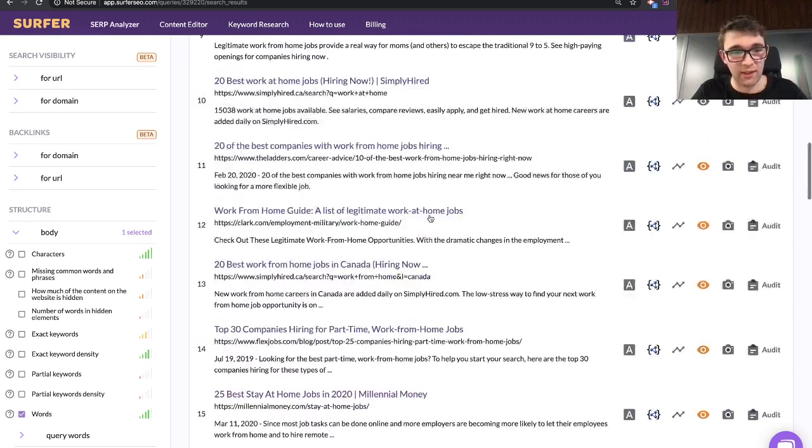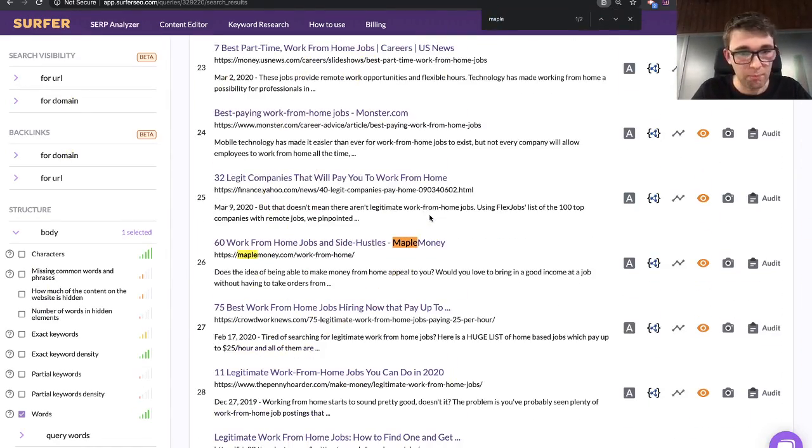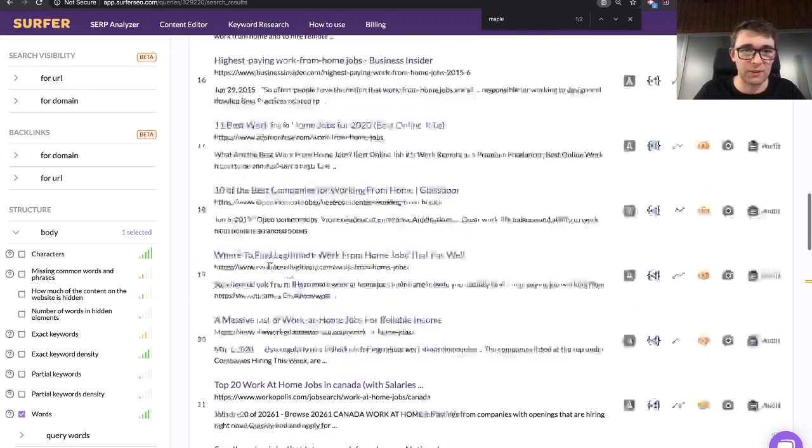And actually, Maple Money already ranks for this on the 26th position. So it's just a matter of a few tweaks. Since we rank already, it will be pretty easy to reword a few sentences, include some terms that are missing, and this keyword will be much easier to take over than the keyword that we started with.